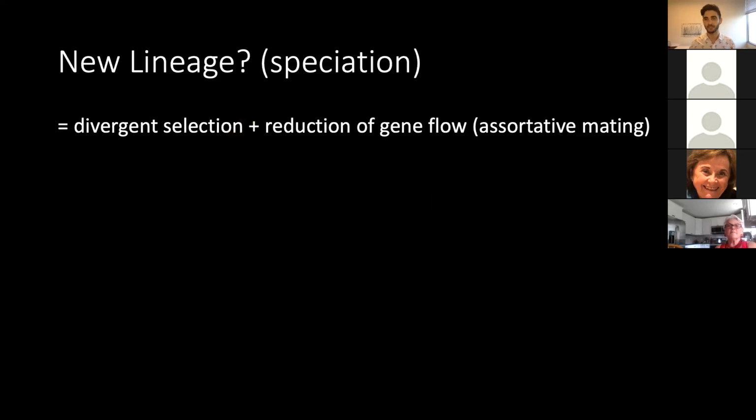Well, one of the ways in which species arise is through a combination of divergent selection and a reduction in gene flow, assortative mating. Now, this is by all means not the only way that speciation can occur, but in sort of this lens of a hopeful monster and selective advantage, this is how we might expect it to work.